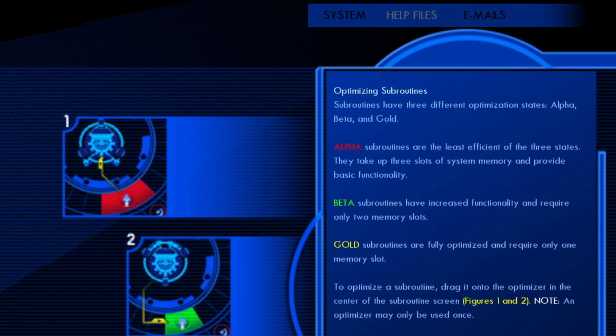Optimizing subroutines. Subroutines have three different optimization states: alpha, beta, and gold. Alpha subroutines are the least efficient of the three states. They take up 3 slots of system memory and provide basic functionality. Beta subroutines have increased functionality and require only 2 memory slots. Gold subroutines are fully optimized and require only 1 memory slot. To optimize a subroutine, drag it into the optimizer in the center of the subroutine screen, figures 1 and 2. Note, an optimizer may only be used once.